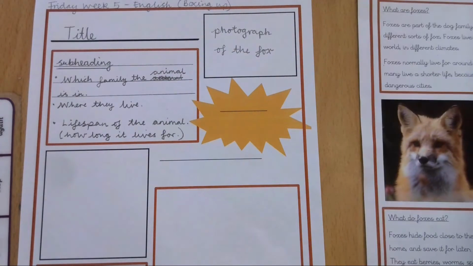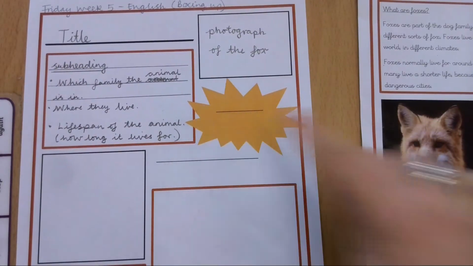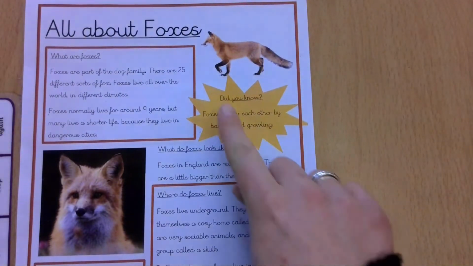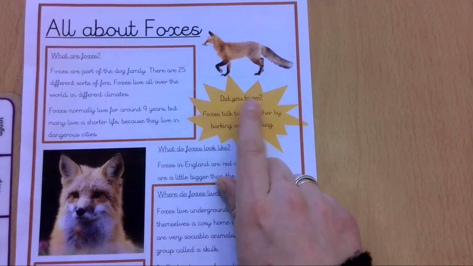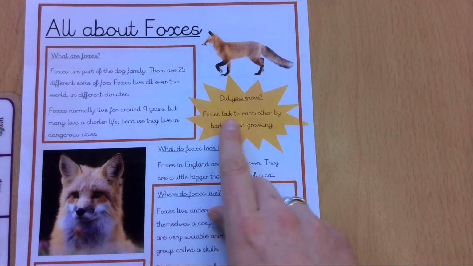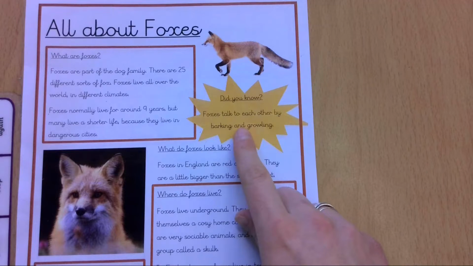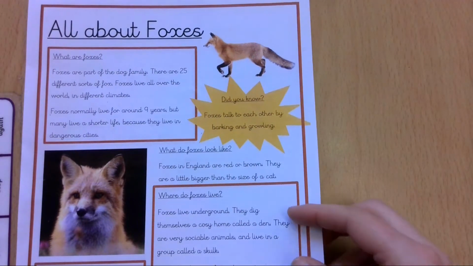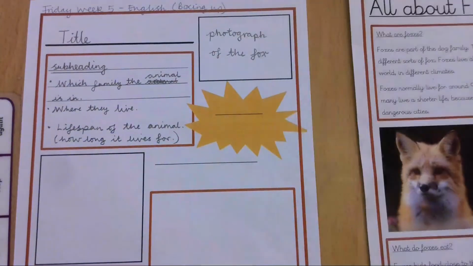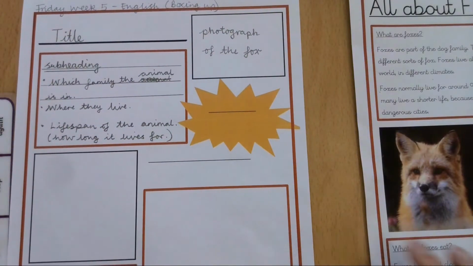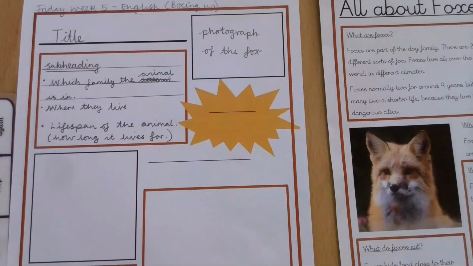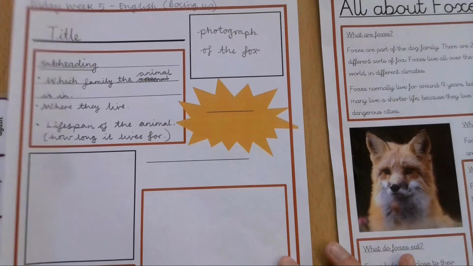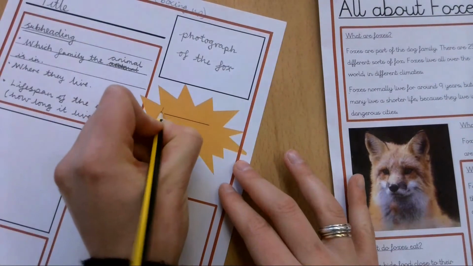Now let's have a look at this star shape. We're going to look back at our text and we're going to read it together. You read it with me. Did you know foxes talk to each other by barking and growling? So what is this box telling us? Have a think. What is this box telling us? Foxes talk to each other by barking and growling. So it's our did you know question.